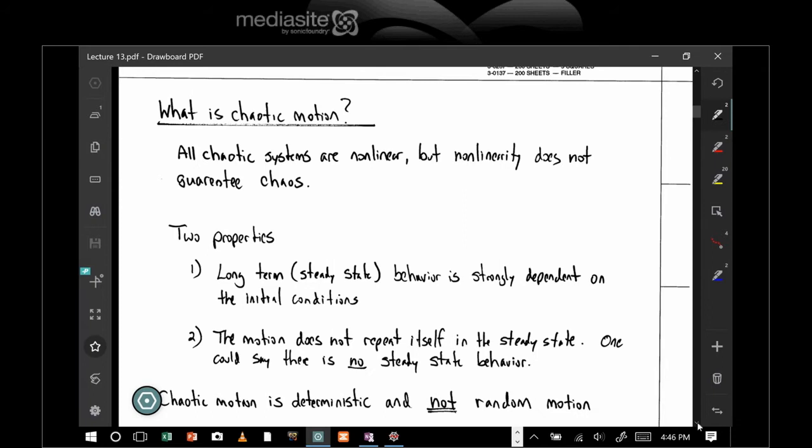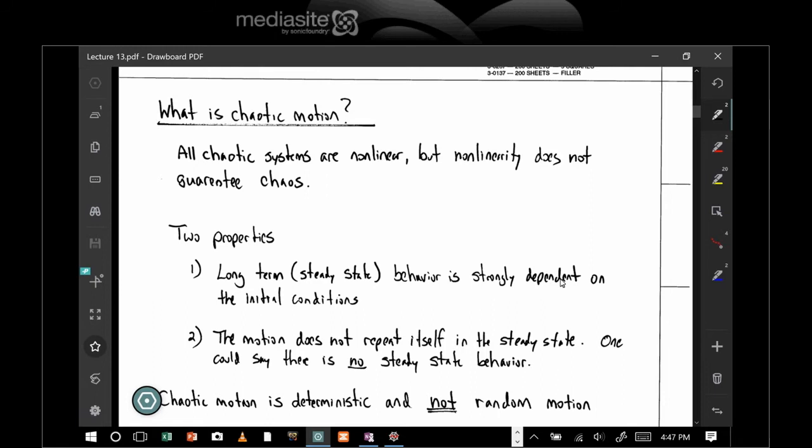Okay, so what distinguishes chaotic motion? I wrote down two properties. First of all, the long-term, or what I call steady-state behavior, is strongly dependent on the initial conditions. If I change initial conditions, the long-term behavior will be radically different. Now, in the literature, this is known as the butterfly effect. It means that small changes in initial conditions will drastically impact what happens in the long-term behavior of a system.